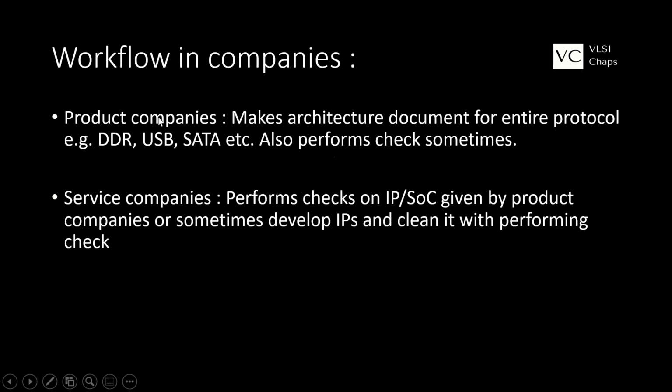Now let's see what the workflow is in companies. There are two types of companies, product companies and service companies. So what do product companies do? Product companies receive an architecture specification document stating what they want to design. Using that, they make the architecture document from scratch for whatever protocol they want to design. For example, DDR, USB, SATA, whatever they are designing.